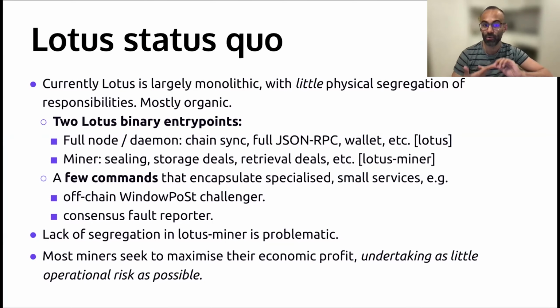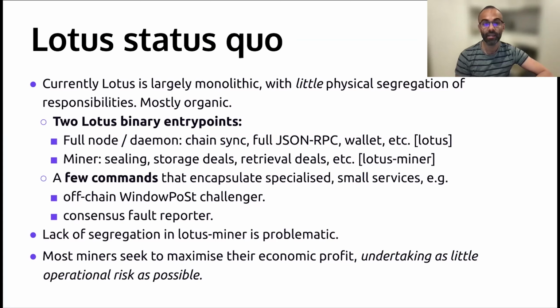Concretely, you will be familiar with there are two entry points into the Lotus binary itself right now as it stands today. We've got the daemon and we've got the miner, and these two perform entirely different responsibilities. The daemon is owning chain sync, it is offering the full JSON RPC, it's offering wallet functionality, and it's offering a bunch of other things. And the miner, on the other hand, is taking care of sealing, running storage deals, retrieval deals, and a few more things.